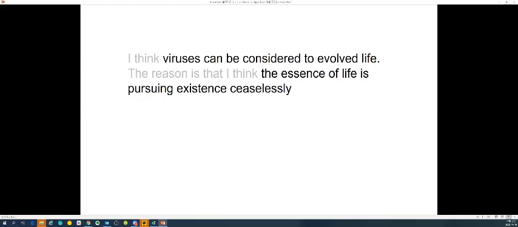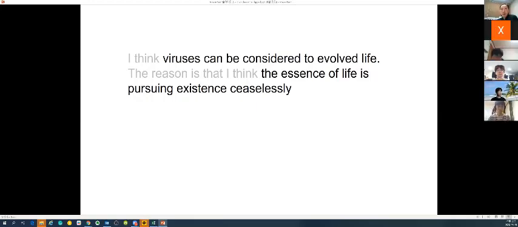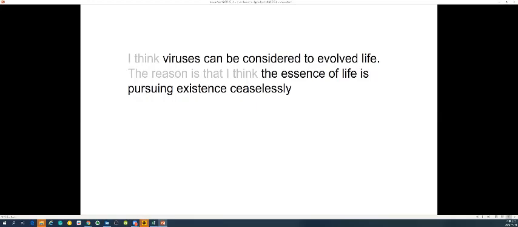Virus can be considered as an evolved life. Makes sense? Virus is changing its form. And the essence of life is pursuing existence. That's also an interesting point. Whether that's intentionally pursuing or that's the result, we don't know. But something should exist. That's a key part of life. Well, reproduction is one kind of it, right?